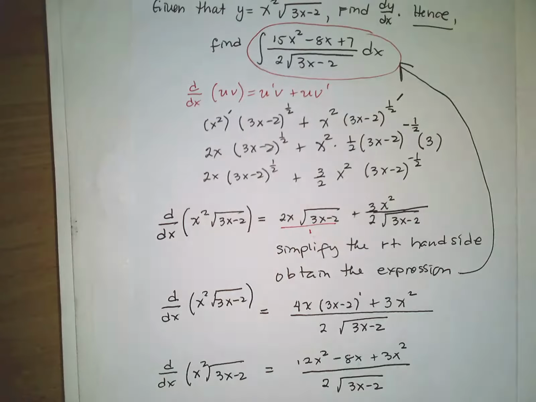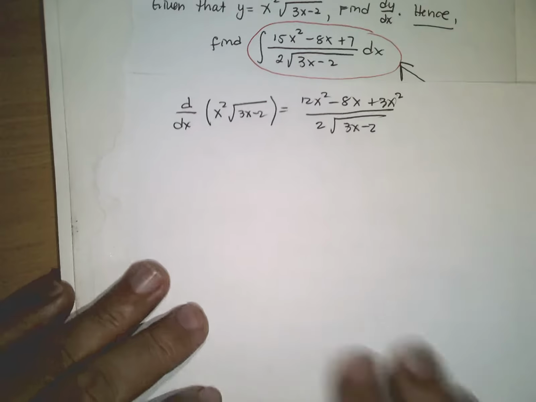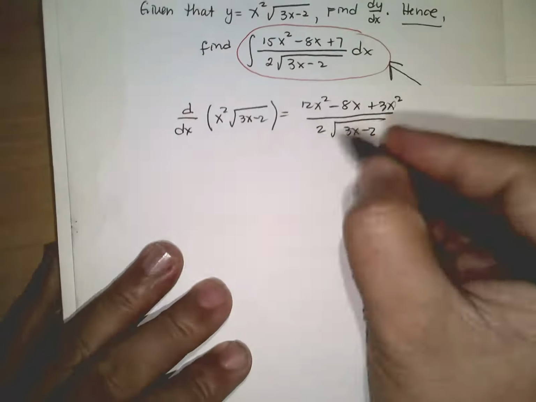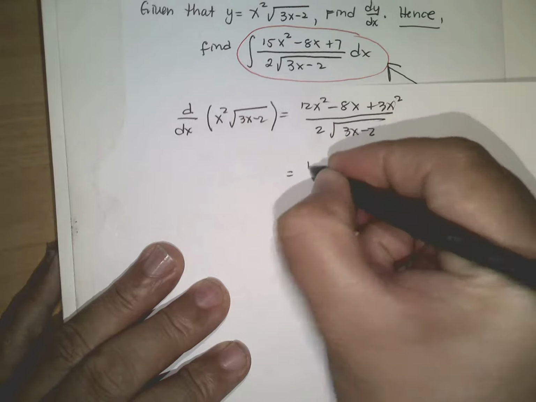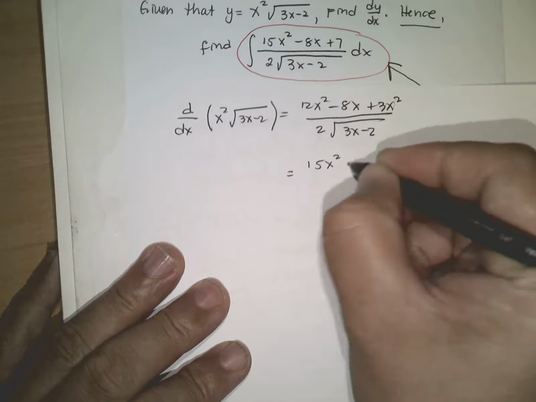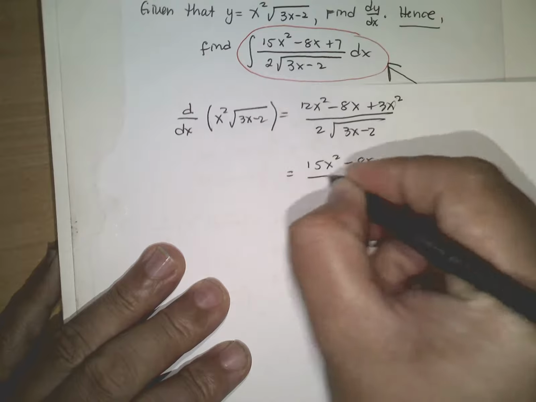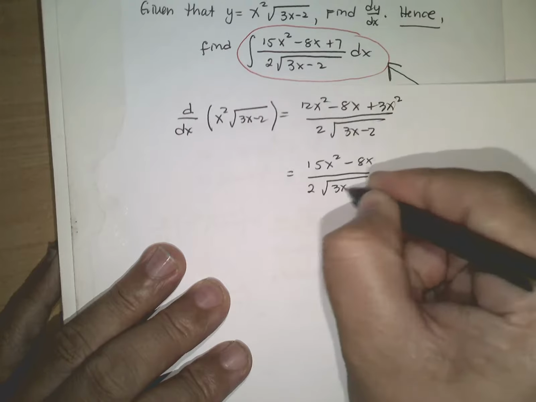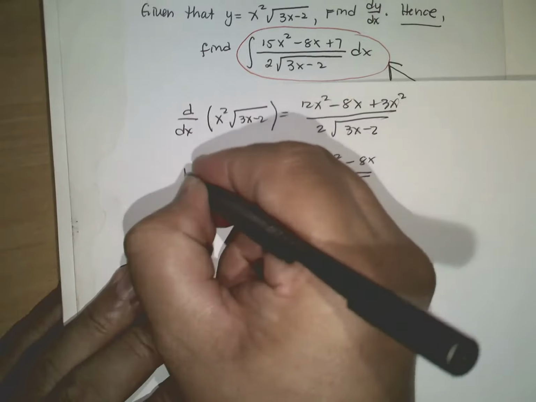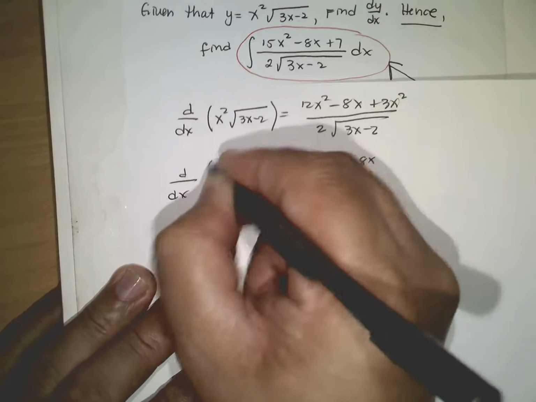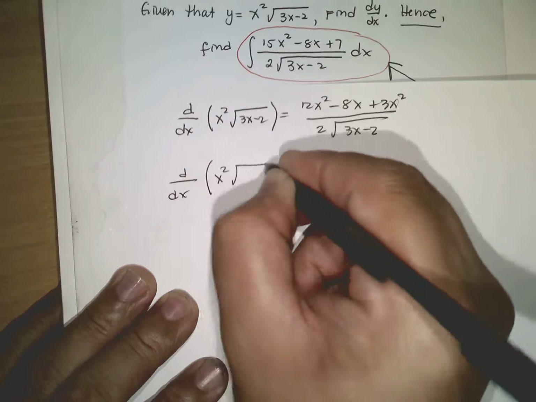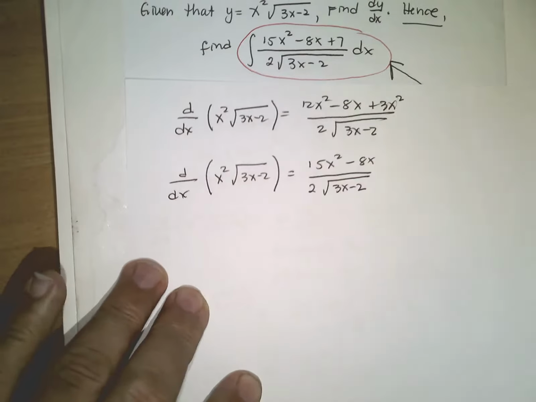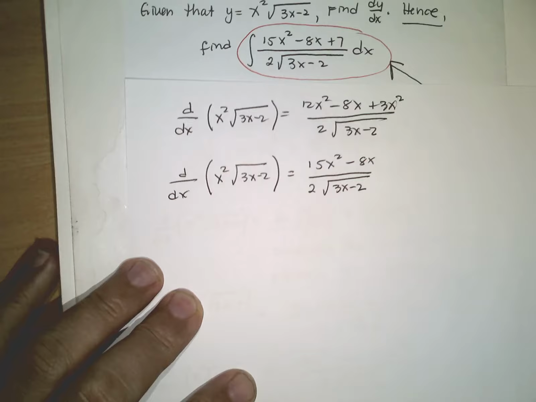So let me just show that one to you clearly. Again, this expression now is 15x squared minus 8x over 2 square root of 3x minus 2. So that is the derivative. Look at it, I always copy this one because I need it. So my thinking process will be systematic.